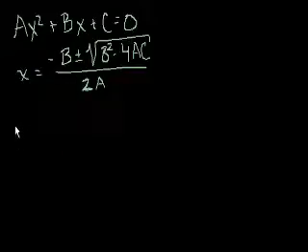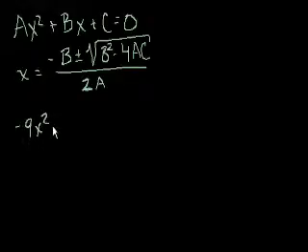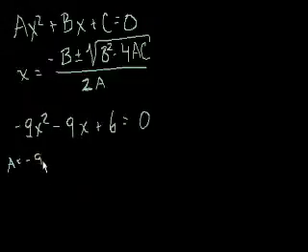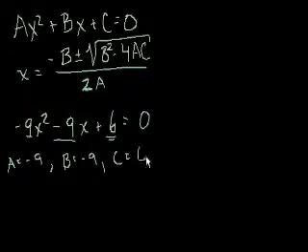So let's say I had the equation minus 9x squared minus 9x plus 6 equals 0. So in this example, what's a? Well, a is the coefficient on the x squared term. The x squared term is here. The coefficient is minus 9. So let's write that. A equals minus 9. What does b equal? Well, b is the coefficient on the x term, so that's this term here. So b is also equal to minus 9. And c is a constant term, which in this example is 6. So c is equal to 6.